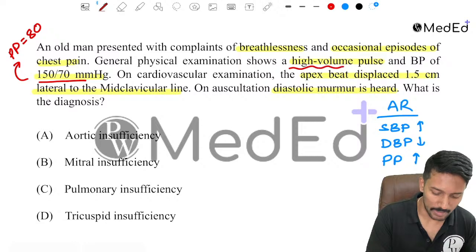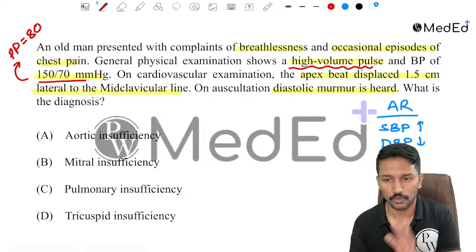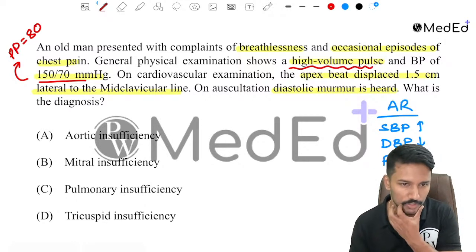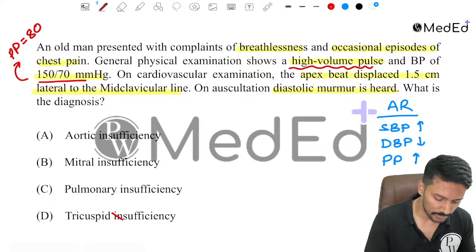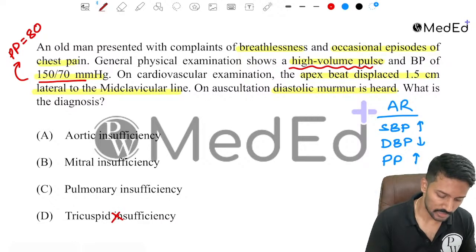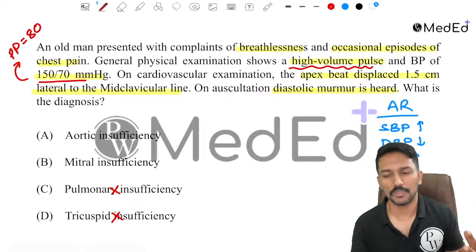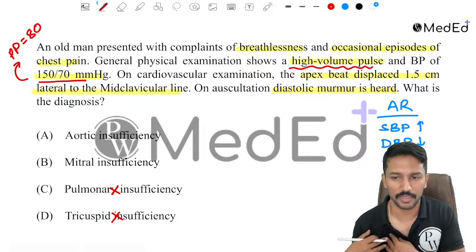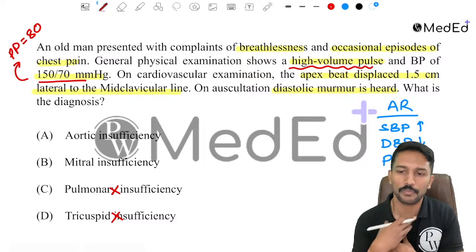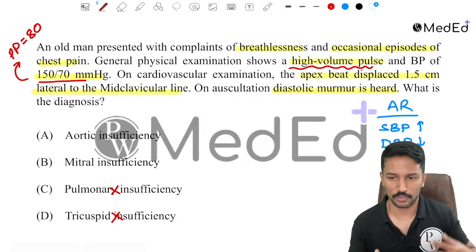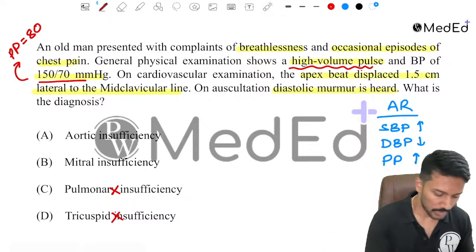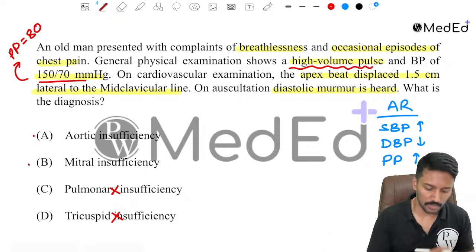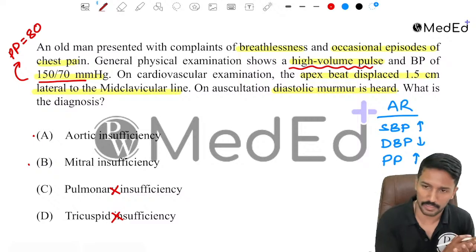High volume pulse happens in aortic regurgitation and also mitral regurgitation. Those two are the differential diagnosis. The right-sided pathologies, tricuspid insufficiency and pulmonary insufficiency, will not cause peripheral abnormalities, because whatever abnormalities happen on the right side will impact the lungs, not the systemic circulation. So we have to mainly differentiate between aortic regurgitation and mitral regurgitation.